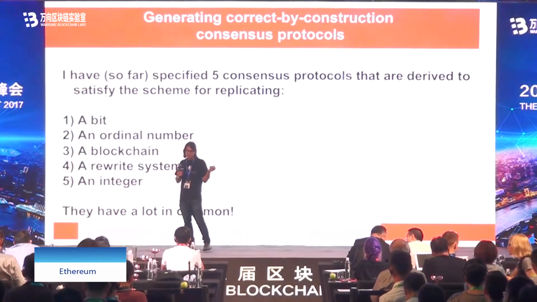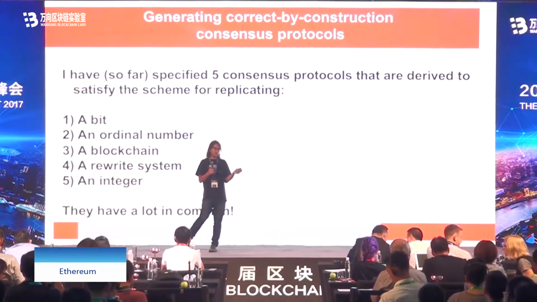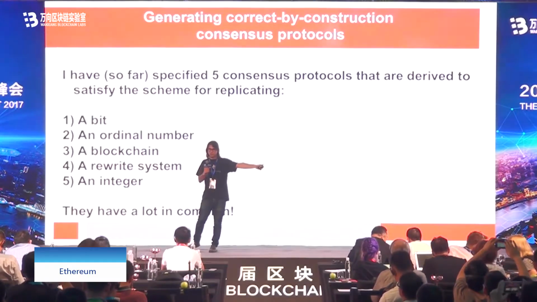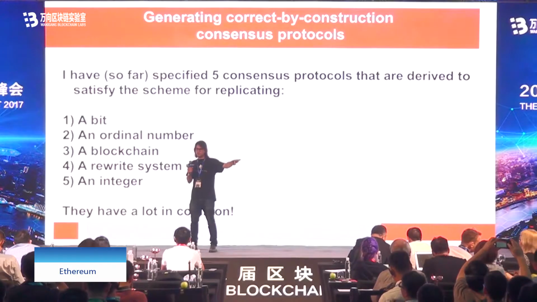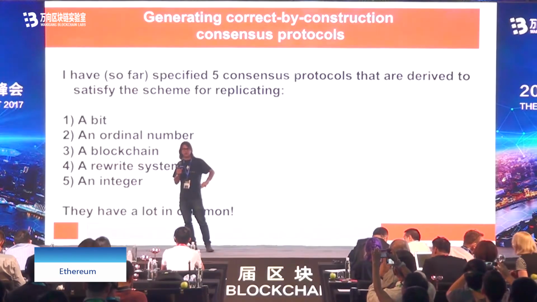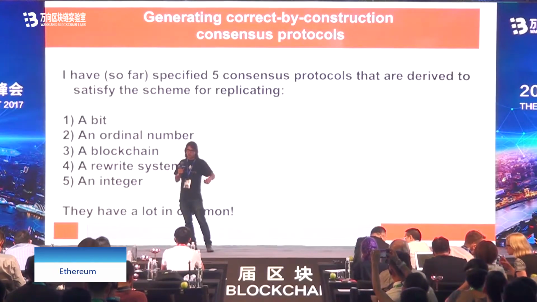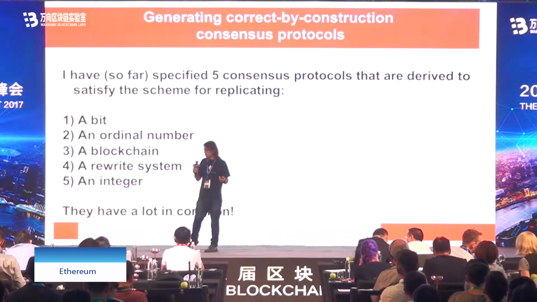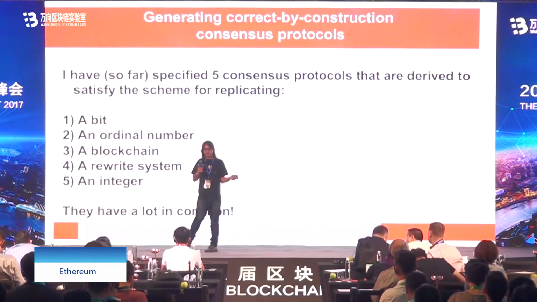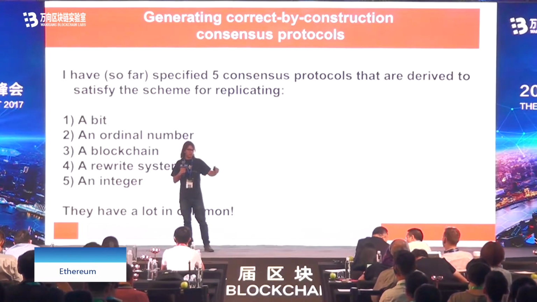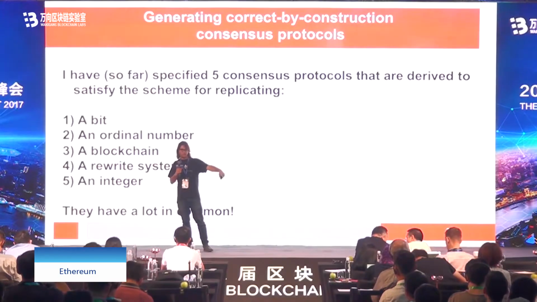So I've done this so far 5 times with different data structures. The first one I did was a bit, just agreeing on a 0 or 1, and then the second one I wrote as an arbitrary number, but it's really an ordering, right? Just like a total order on some set. And then I replicated a blockchain, and then a rewrite system, and just recently I was able to replicate an integer using this process.